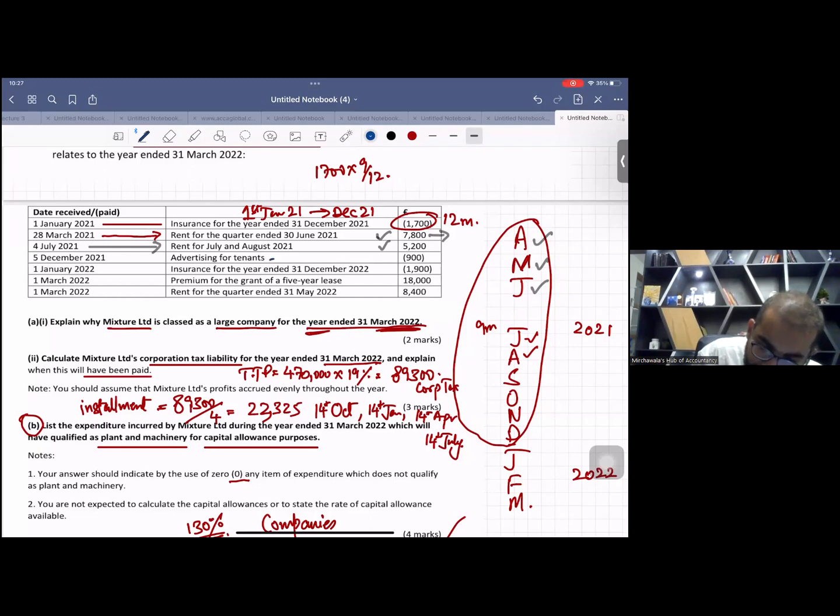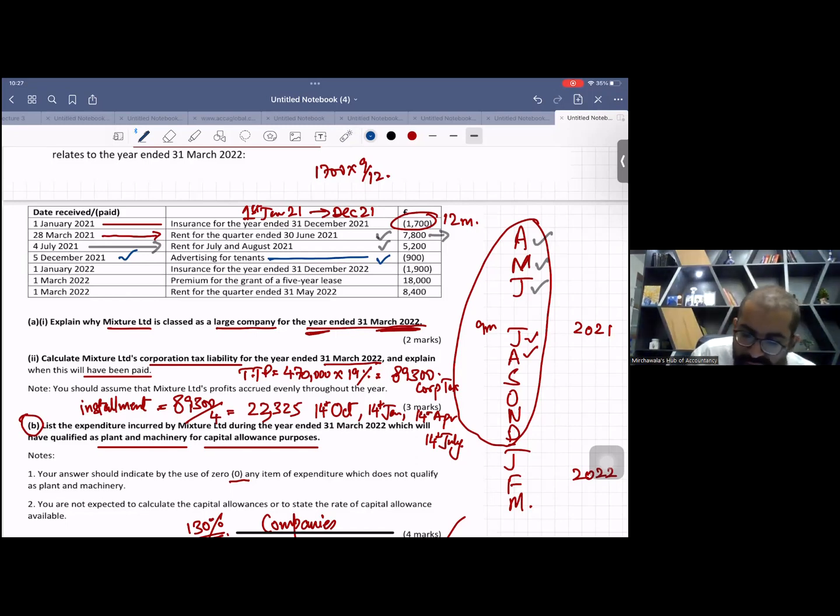Advertising for tenants. See the date, 5th December 21. Advertising is a one-off expenditure, we never apportion it. If it falls in your accounting period, we'll account for it as it is. Yes, this will be an allowed expense. Next.